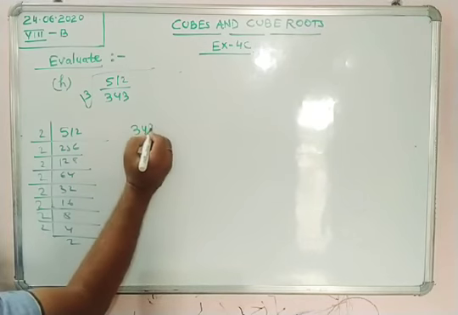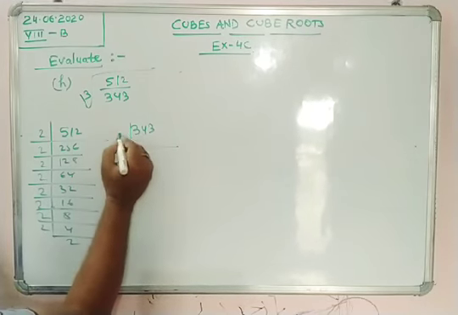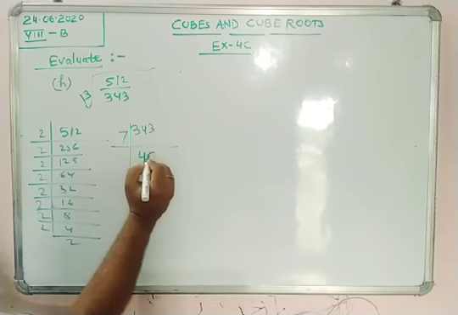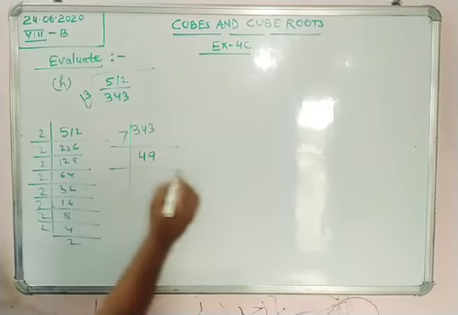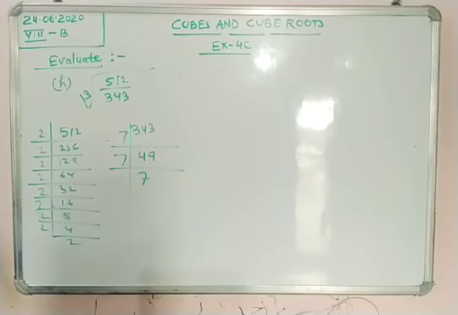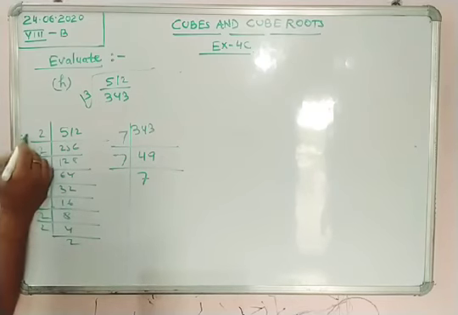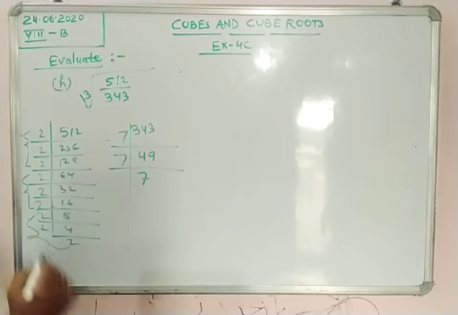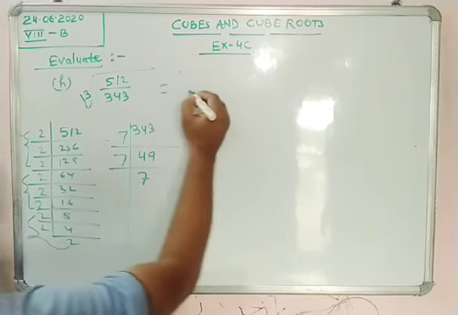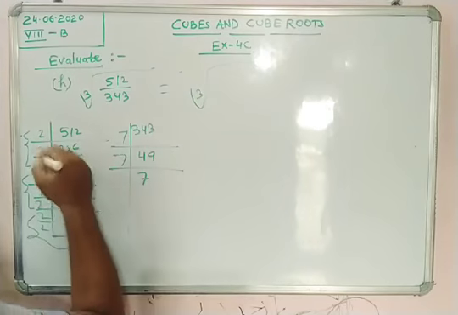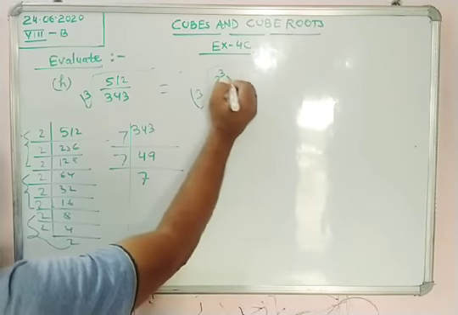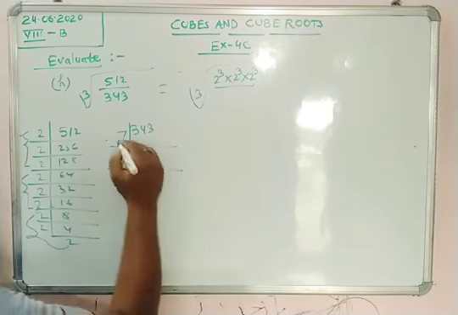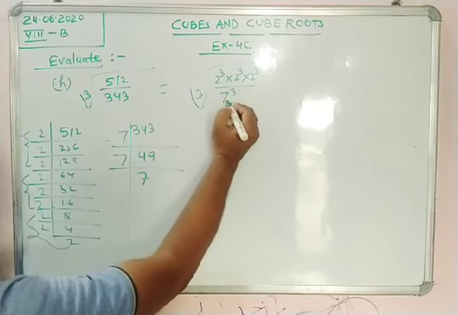Now 343 will be factorized by 7. 7 4s are 28, 7 9s are 63. So again 7 7s are 49. So what can we write in the form of cube? How many 2s are there? Yes, we can see that it is 2 cube into 2 cube into 2 cube, divided by 7 to the power 3.